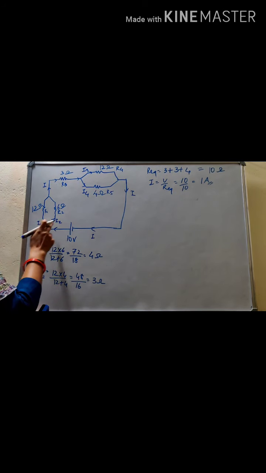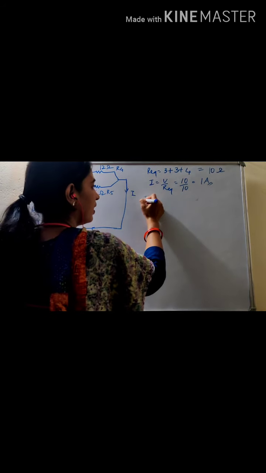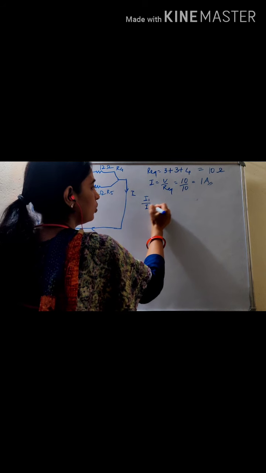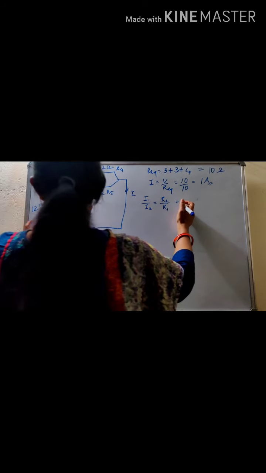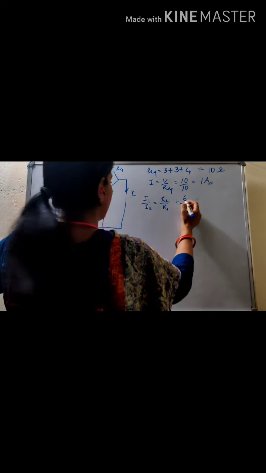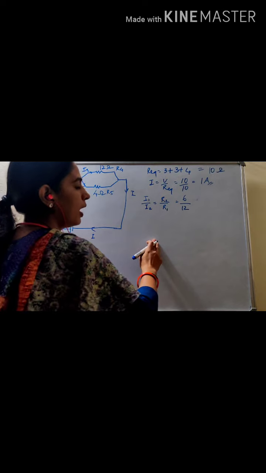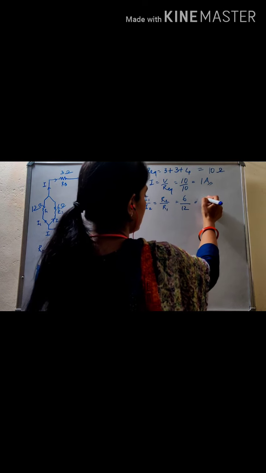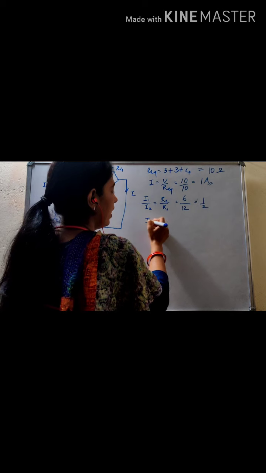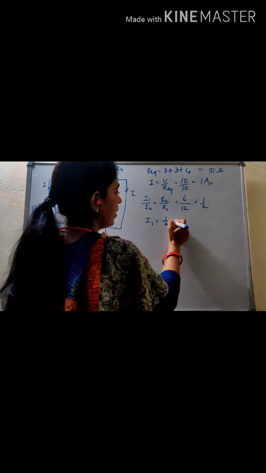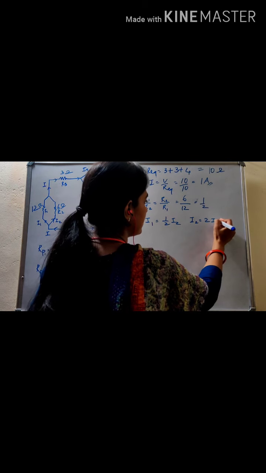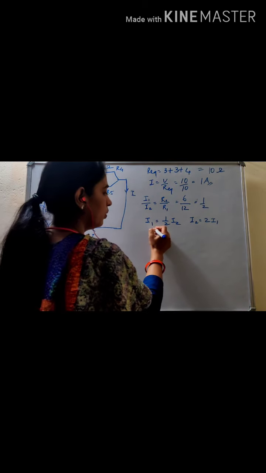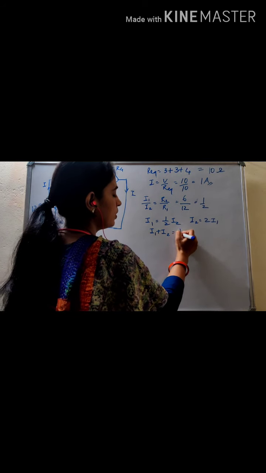Now this 1 ampere is divided into I1 and I2, so we need to find I1 and I2. So we know I1 upon I2 is equal to R2 upon R1. So R2 is equal to 6 and R1 is 12. So we can write, this is 1 by 2. So we can write I1 is equal to 1 by 2 I2, or we can write I2 is equal to twice I1.